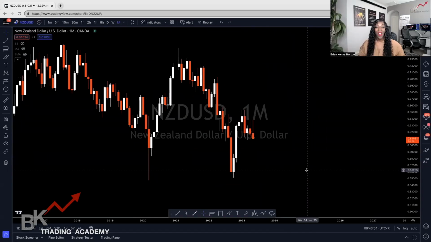All right, we're going to start out on the monthly time frame, and we're going to look at the overall structure. We're going to do a multi-time frame analysis, and then we're going to work our way down and try to determine where NZDUSD is going.